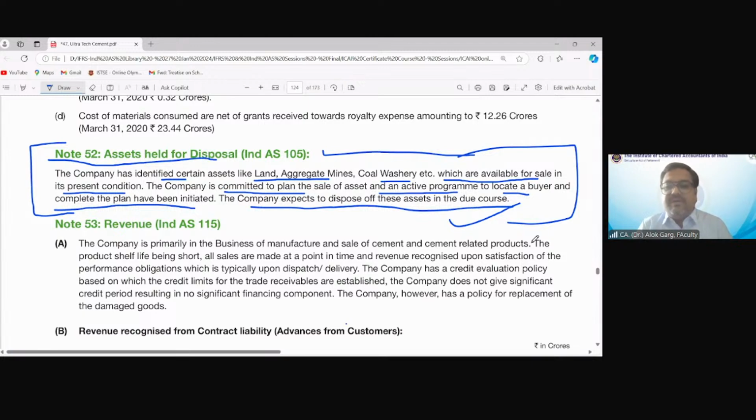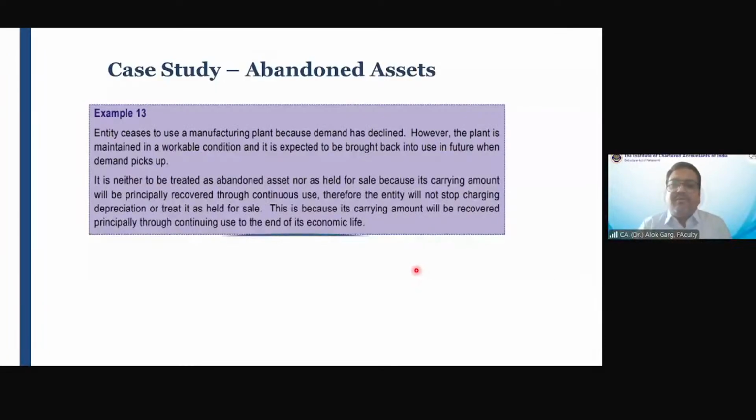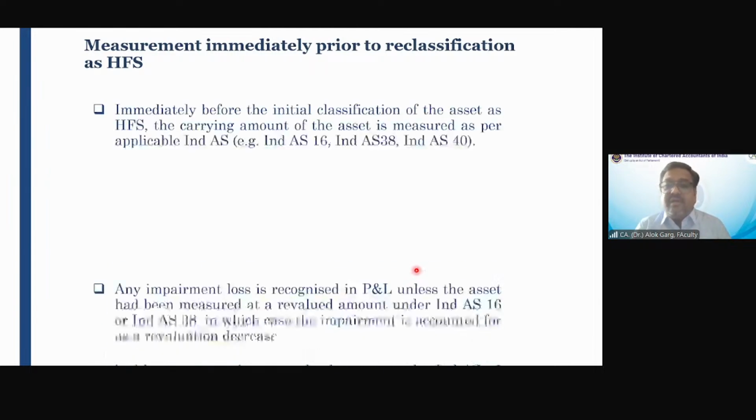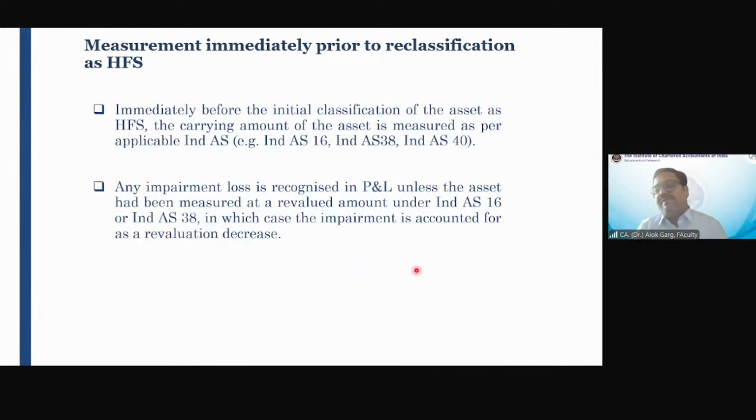Fantastic. So let me take you back to the presentation again. Friends, I have explained the concept, and I have shown you the practical example from the annual report as well. I hope you got some comfort now. Friends, after classification and recognition, I have now reached the measurement part. How to measure a held for sale?